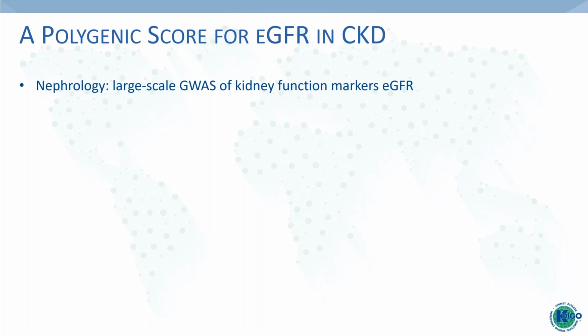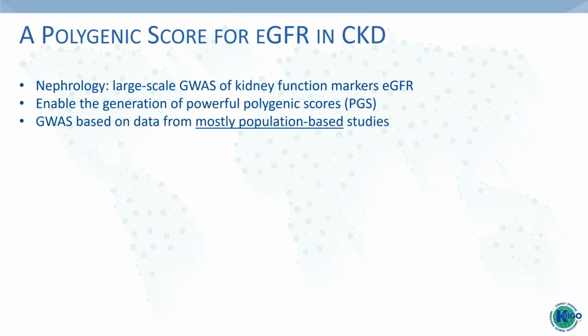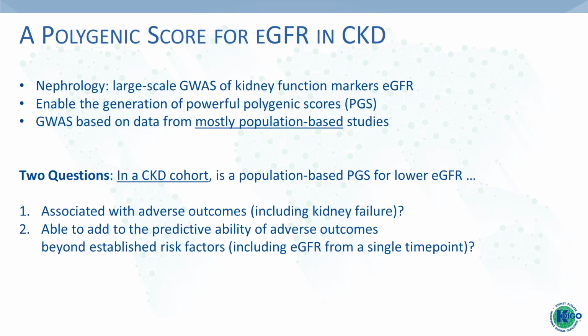In nephrology, there are large-scale genome-wide association studies of kidney function, such as those for eGFR. These results enable the generation of powerful polygenic scores. These GWAS are based on data from mostly population-based studies. Therefore, we asked two questions. If, in a CKD cohort, a population-based PGS for lower eGFR is, 1, associated with adverse outcomes, including kidney failure, and 2, able to add to the predictive ability of adverse outcomes beyond established risk factors, including eGFR measurement from a single time point.